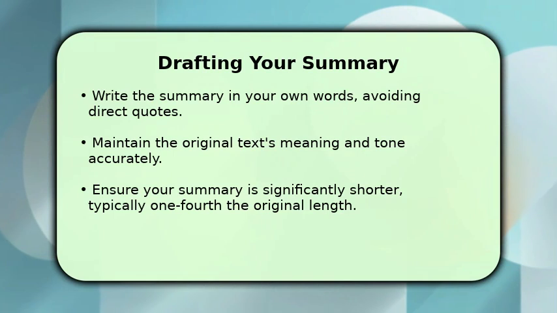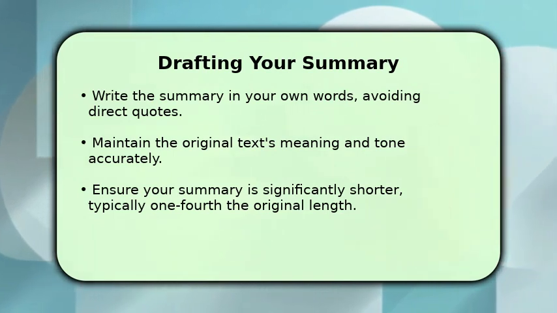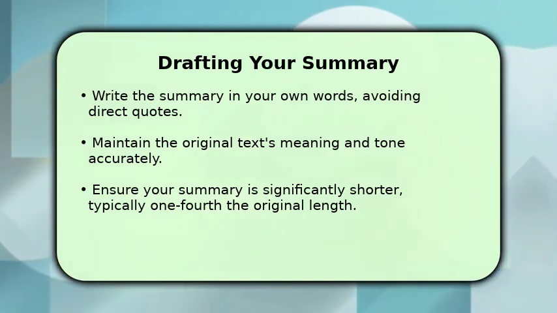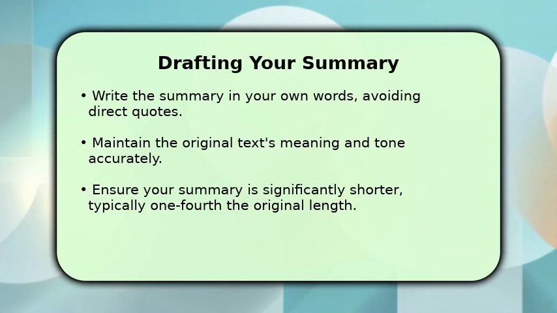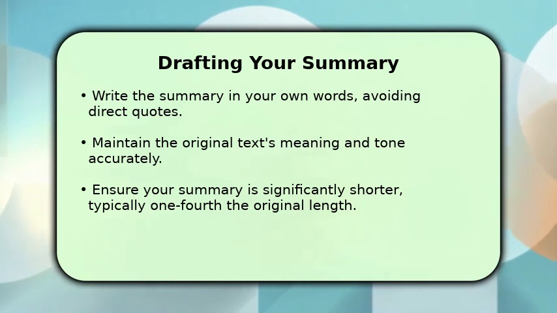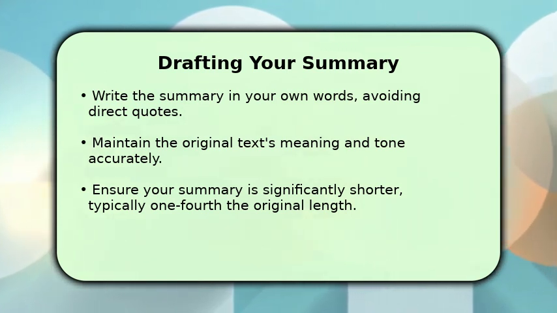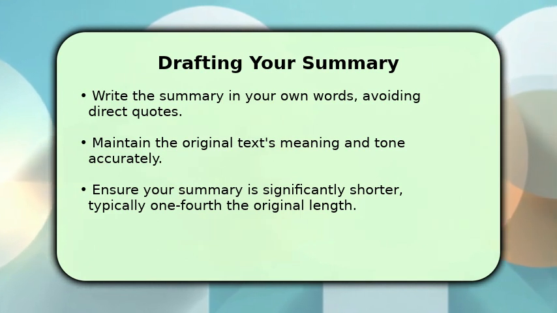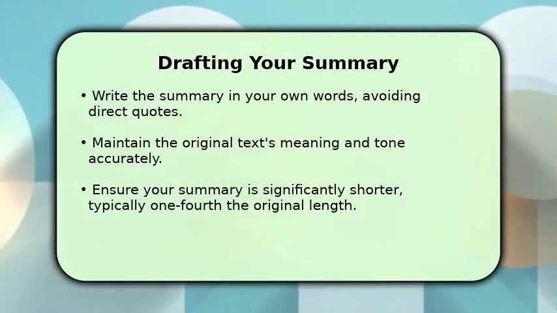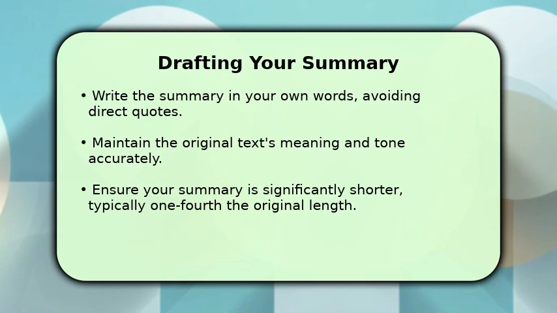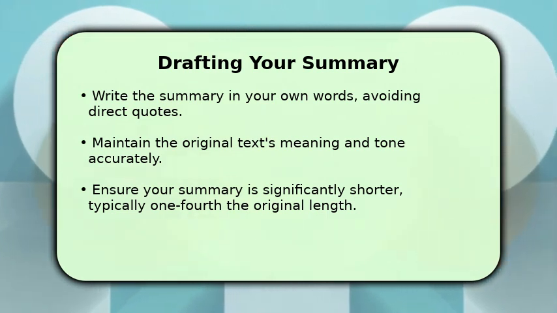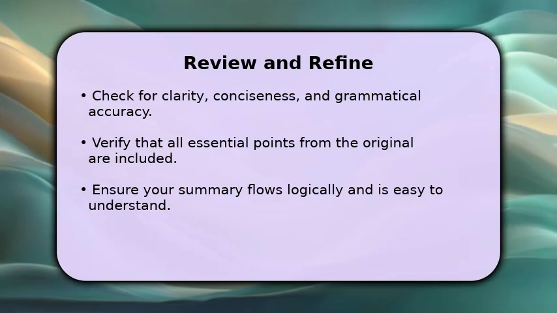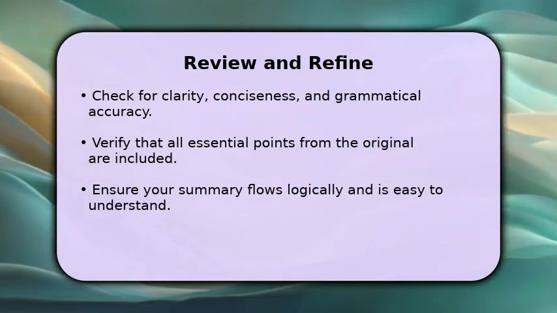Now it's time to draft your summary. The most important rule here is to write everything in your own words, completely avoiding direct quotes from the original text. You must accurately maintain the original meaning and tone, ensuring you don't misrepresent the author's message. Aim for conciseness. A good summary is typically 1/4 to 1/3 the length of the original, capturing the essence without unnecessary detail.